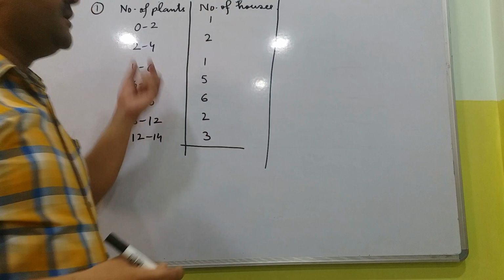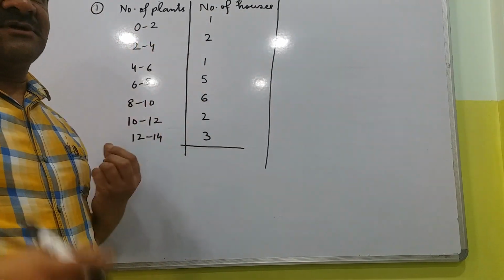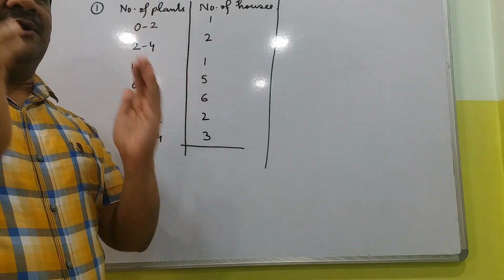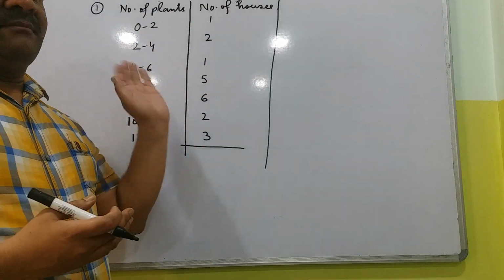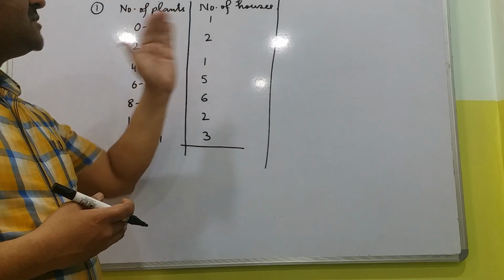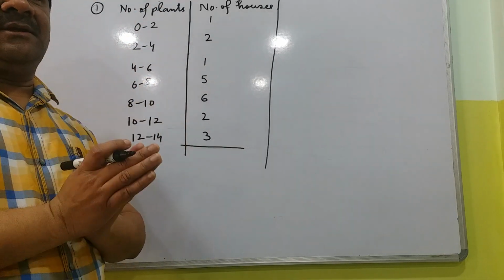In those sums only observations were given, but in this type of sum class intervals are given. So we have divided the whole data into various groups, and then we will calculate the mean from it, right? Frequency was given. So in such type of data we use the direct method for calculating the mean.